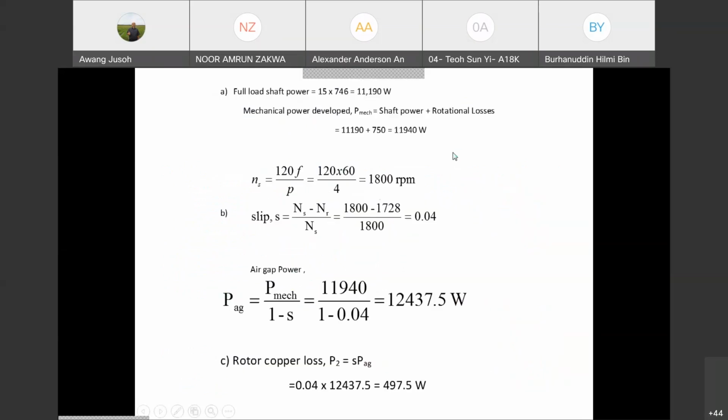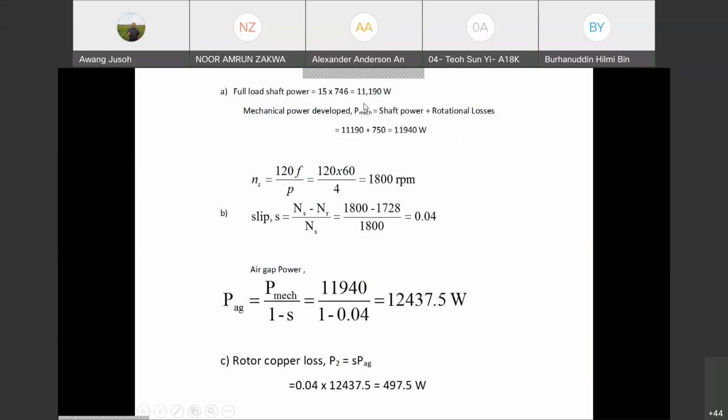Okay, find the full shaft power first. For the full shaft power, you need to multiply 746 by the 15 horsepower, which is 11,190 watts. This is the net power, or you call it full shaft power. And then mechanical power equals shaft power plus rotational loss. This represents PM. Mechanical power is the combination of shaft power plus mechanical loss, rotational loss.